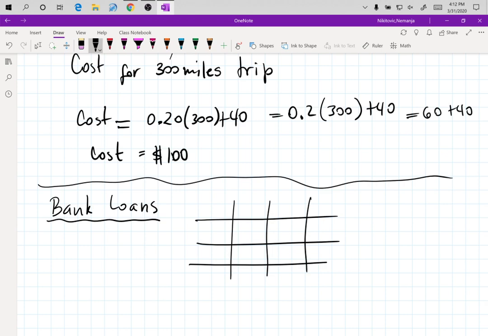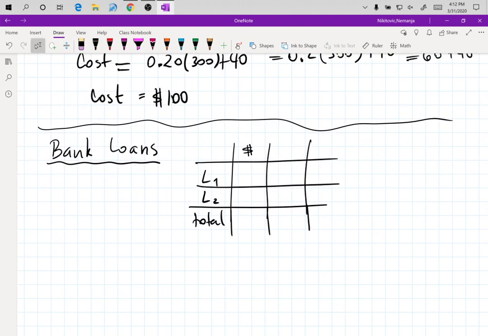So we have two accounts, two loans actually. So loan 1 and loan 2. So that's the money. This is the total. Again, if you don't like the chart, don't worry about it. Just solve the problem if you know the other way. Chart is really good to organize information.